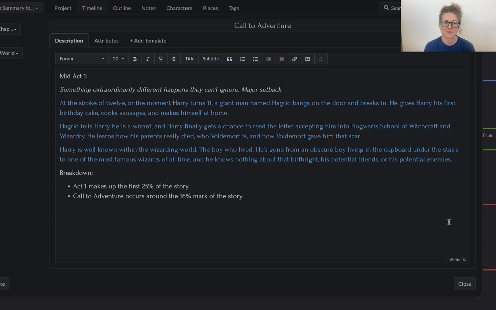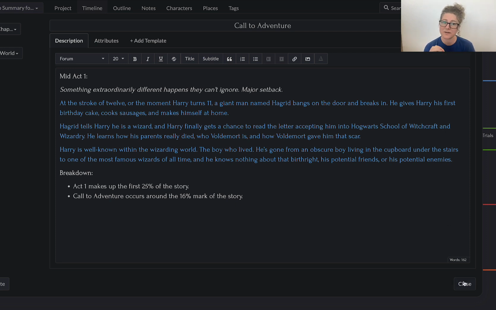He learns how his parents really died, who Voldemort is, and how Voldemort gave him that scar. Harry is apparently very well known within the wizarding world, the boy who lived. He's gone from an obscure boy living in the cupboard under the stairs to one of the most famous wizards of all time, and he knows nothing about that birthright, his potential friends, or his potential enemies.